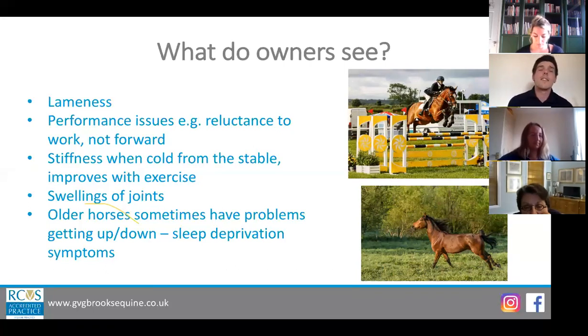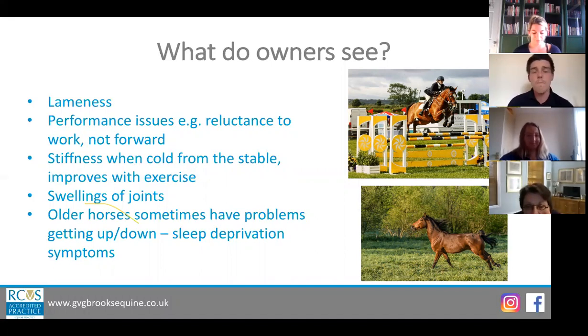Quite a classic story with a horse with arthritis, or with us with arthritis too, is that we're stiff and sore when cold, and I don't just mean cold temperature wise, but just fresh out of the stable, and actually that can improve with gentle exercise. So certainly an owner that tells me that their horse is lame coming out of the stable, and they walk it off for 5 minutes and then they look almost sound, that would be raising my index of suspicion for osteoarthritis.